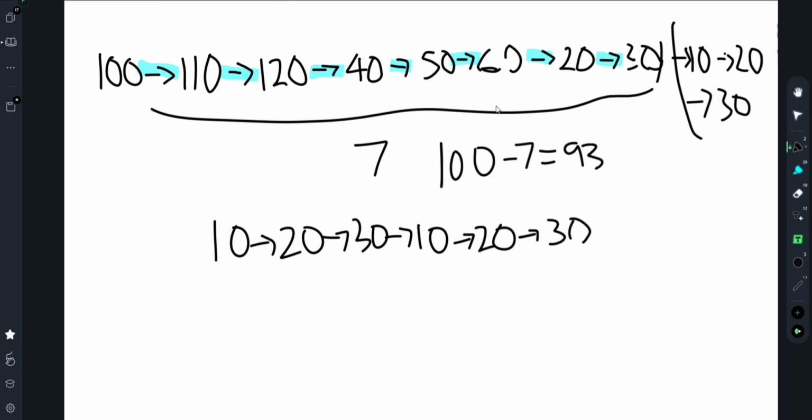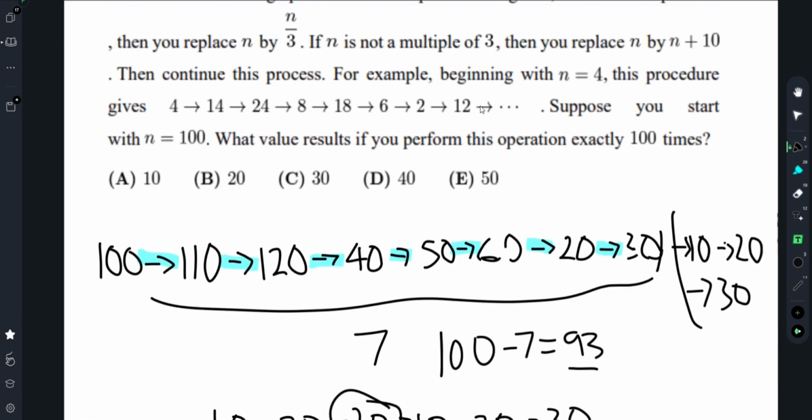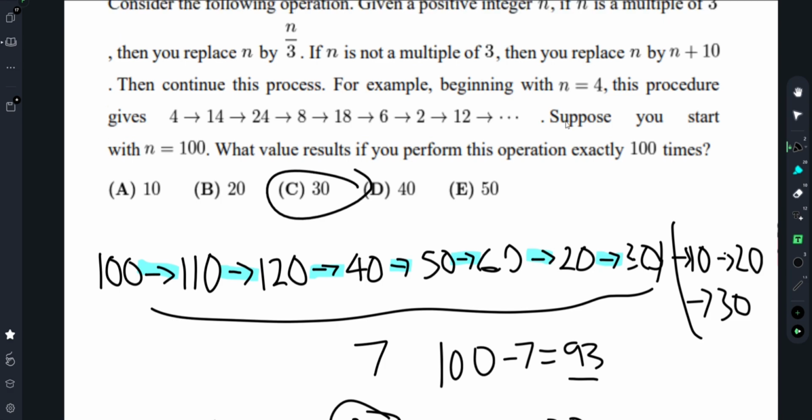And so since this is a loop, we know that every multiple of 3 lands on 30. And 93 is conveniently a multiple of 3, so our answer is 30. Thank you for watching.